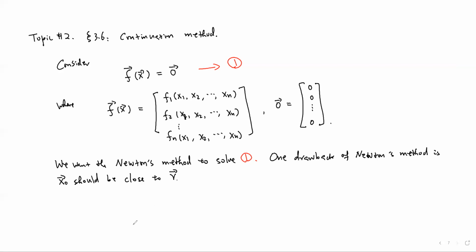Now, the continuation method provides a solution to overcome this difficulty. This method says that you can arbitrarily pick a point as a starting point for Newton's method, and it is guaranteed that from this starting point you can get a root of equation 1. Now let me present the idea behind this method.